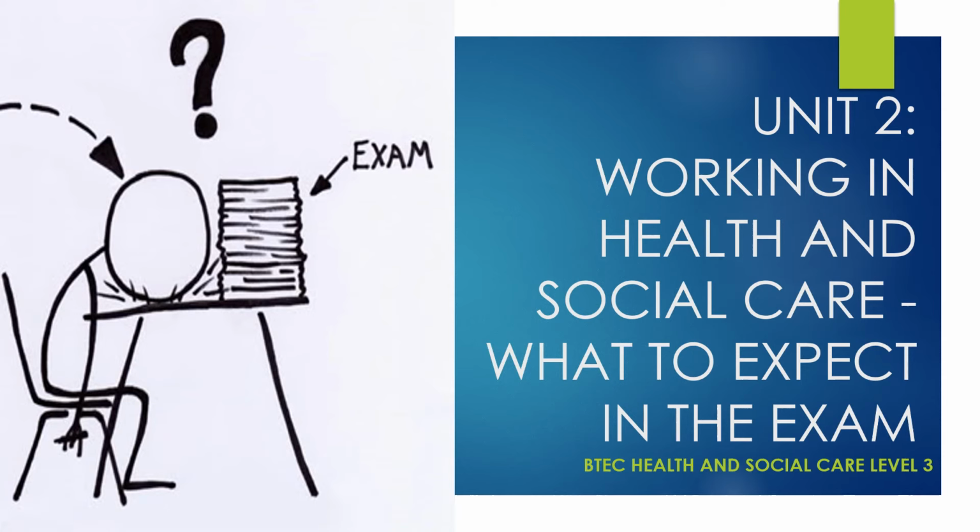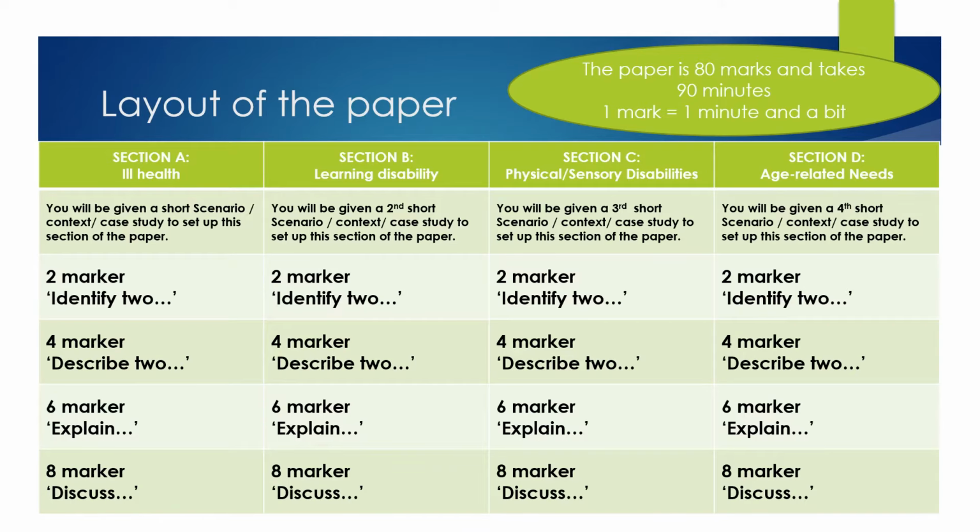Hi, welcome to this short video in which I want to talk about the Year 2, Unit 2, Work in the Health and Social Care exam, with just a little bit of an overview of what to expect from the paper. So let's take a look at the layout of the paper. Paper 2 is worth 80 marks and takes 90 minutes. So you get about a minute and a bit per mark.